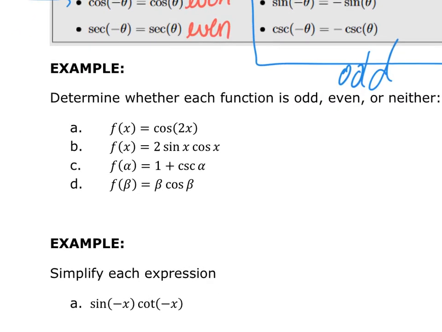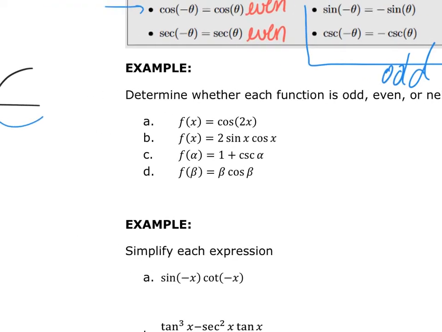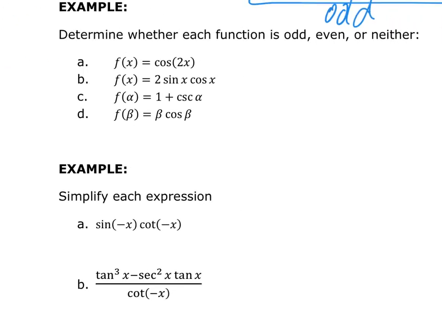So if I'm asked to find whether or not these are odd or even, then all I'm asked to do is put in that negative angle. That's it. I'm trying to decide what happens, what kicks out. Based on the fact that I know that cosine is even, I'm not going to do any of those. I'll do a different one.